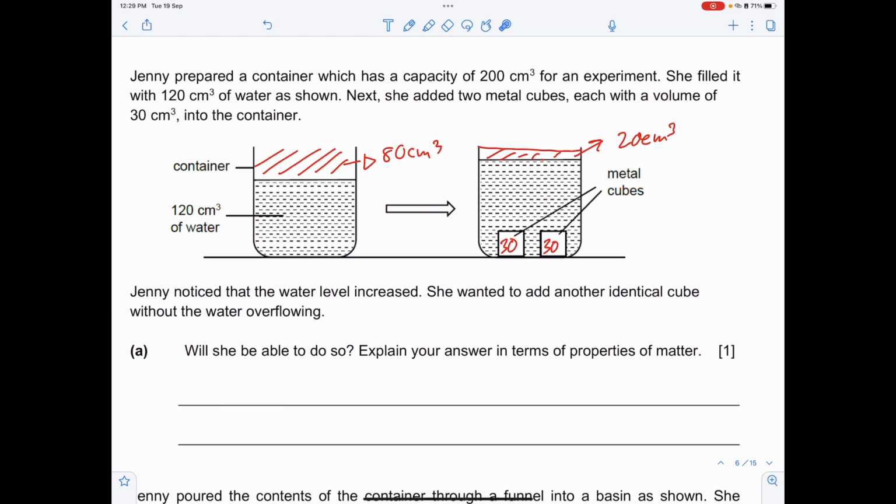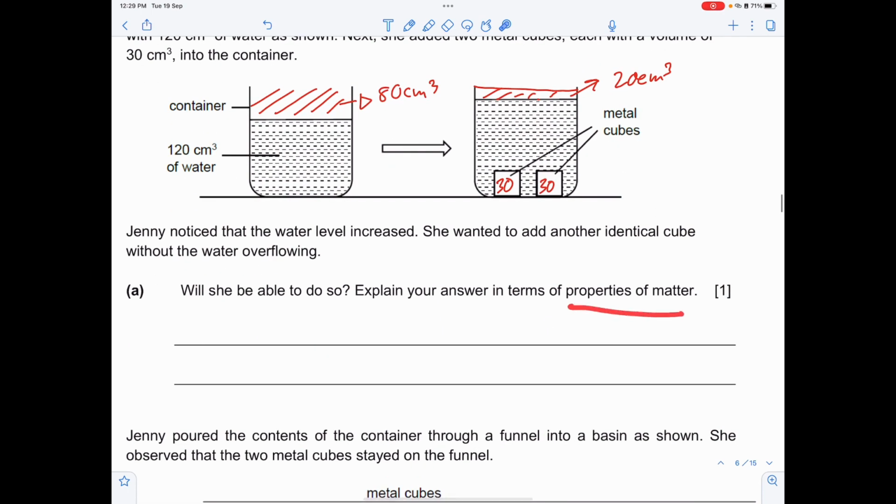Water has a fixed volume, you can't compress it. So if you add in another 30 cm3 inside, definitely you have an excess of 10 cm3 of water which will come overflowing onto your tabletop. So be very careful in terms of matter. What must you say? You need to tell me that the cubes have definite volume or fixed volume and cannot be compressed, right?